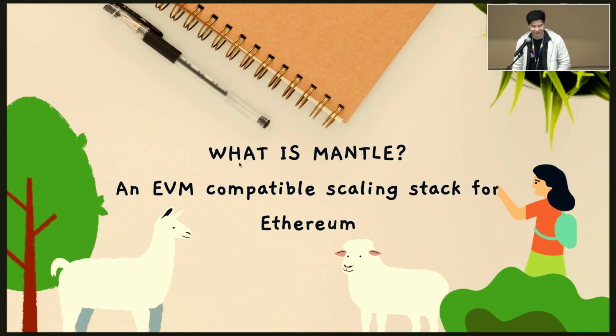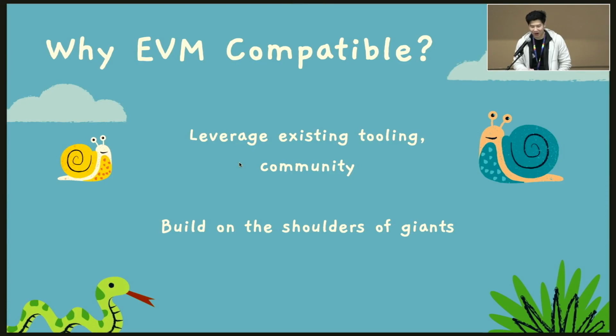So what is Mantle? I don't want to show too much, but the TLDR, it's an EVM compatible scaling stack for Ethereum. So we're trying to bring the good parts of Ethereum and make it better. So why EVM compatible? We would like to leverage existing tooling and the community, and we want to build on the shoulders of giants. So we want to be able to use the existing infrastructure like MetaMask. We want to be able to use the existing tooling like Truffle, Hardhat, Foundry, the existing programming languages like Solidity, Vyper, Yul, Huff, and we don't want to keep reinventing the wheel.